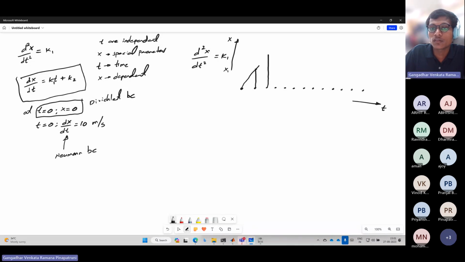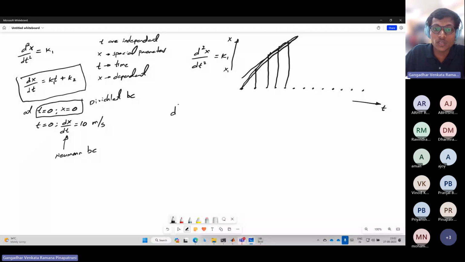In a similar way, if you have a constant acceleration, you will get a curvature like this. It won't come like this. It will come like a parabolic curve, because you have d square x by dt square, which is a constant acceleration. So along with time, you will get a parabolic kind of x displacement. What I'm trying to convey here is that you need not solve in the same way every time, performing a direct integration.